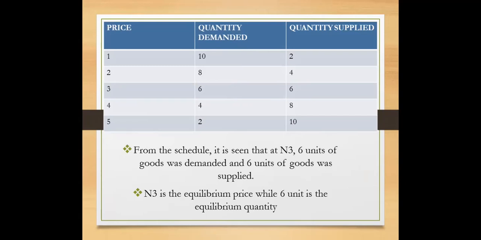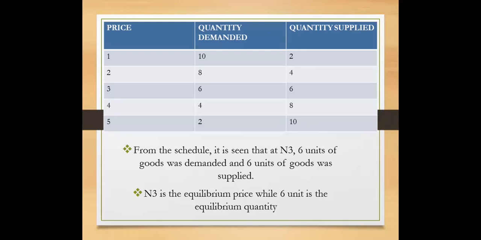Now, there's something very interesting about this table. This table actually buttresses the law of demand and supply. We can see that at a lower price, the quantity demanded is higher, while the quantity supplied is lower. And then at a higher price, the quantity demanded is lower, while the quantity supplied is higher. So this schedule very much illustrates the law of demand and supply.